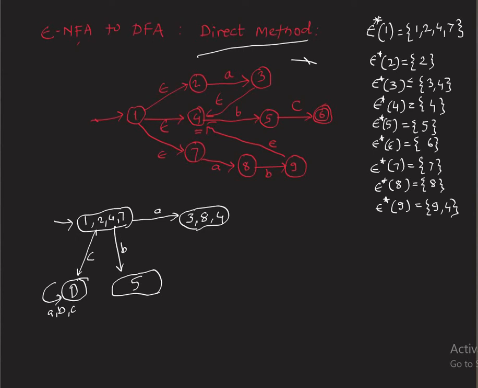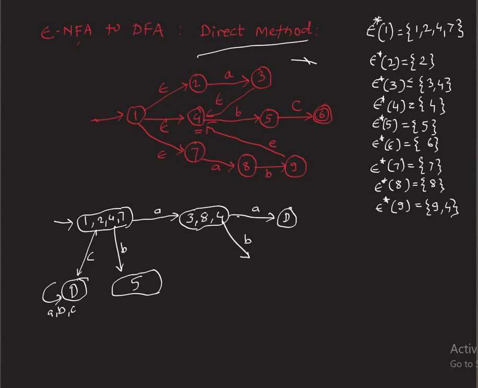Now consider this particular state 3, 8, 4. The process will be the same. For input A, what is going to happen on the states 3, 8 and 4? So for 3 there is no transition, for 8 there is no transition, and for 4 again there is no transition. So this will again be a dead state.